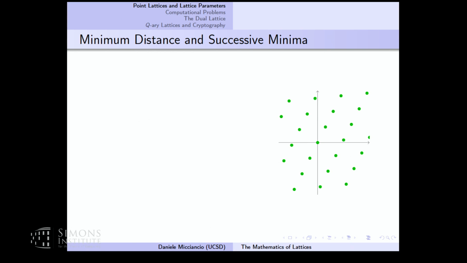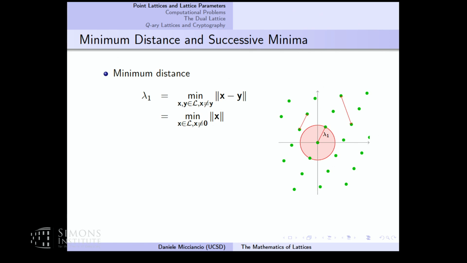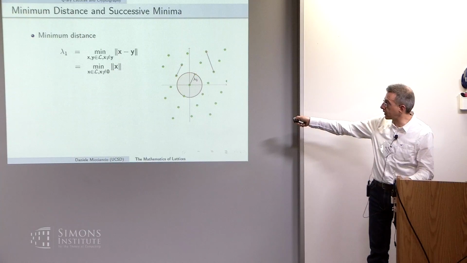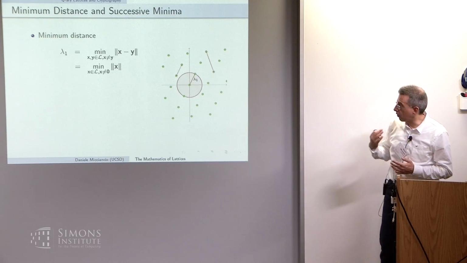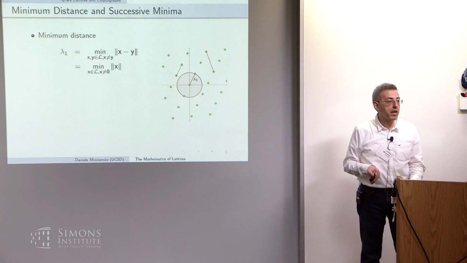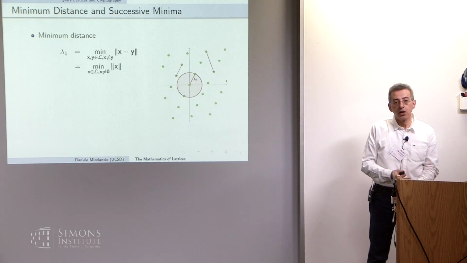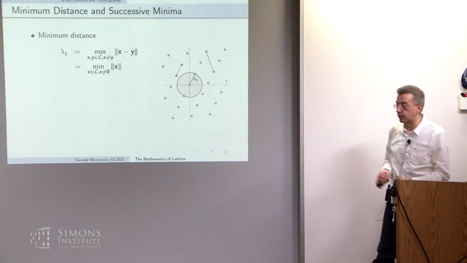Now, given a lattice in 2 dimensions, you can consider the distance between any 2 points in the lattice. And since you can always add and subtract lattice points, you can always assume that one of these 2 points is the origin. Just subtract one of the 2 points from both of them. You can consider the 2 points which are closest to each other. This is the same as the length of the lattice point closest to the origin. And this is called the minimum distance of the lattice, or also the first minimum of the lattice. It is the length of the shortest non-zero vector in the lattice.